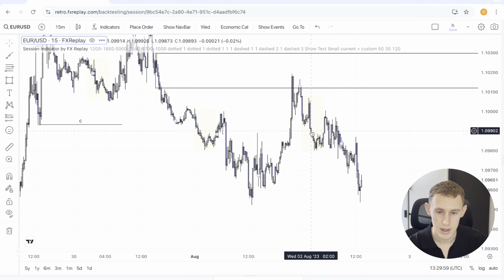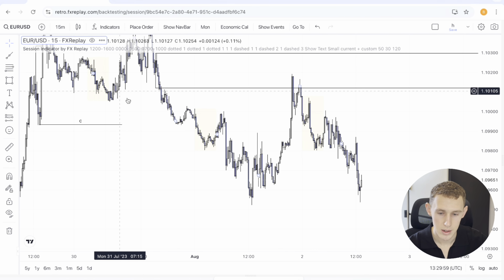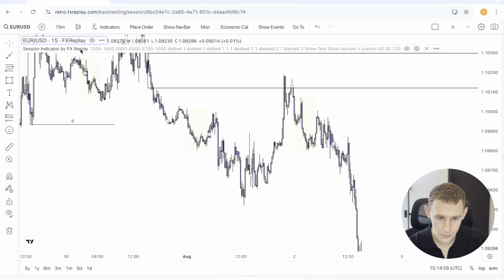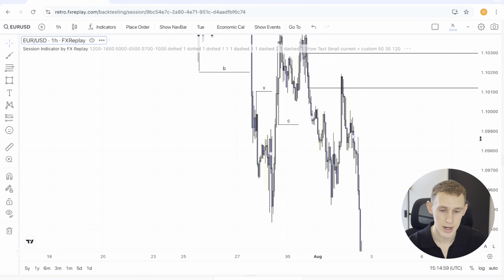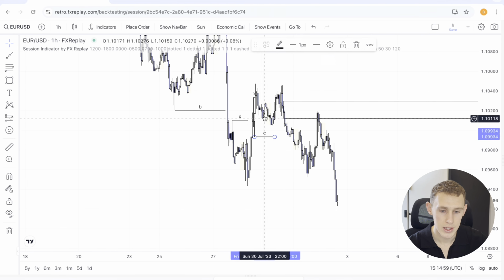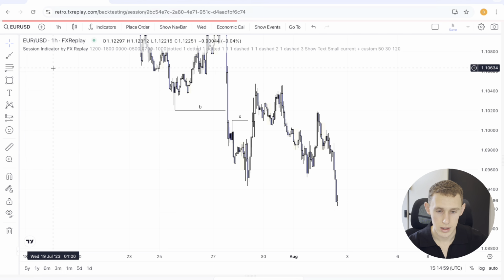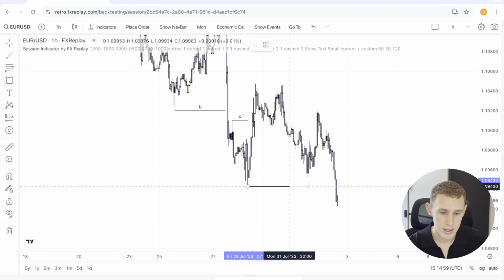Yeah, so you guys can see, did come up into our zone, but we didn't get a valid breaker structure, so that wasn't quite a valid trade for me. And yeah, there we go. So analysis was great on that, but unfortunately didn't manage to get an entry. Cool, so price is now continuing down.